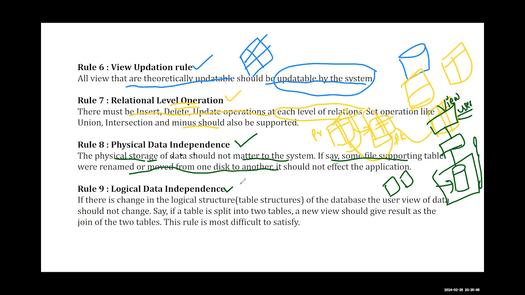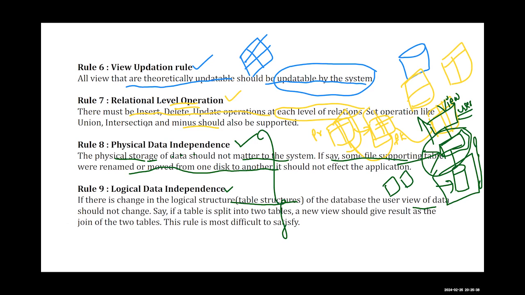Similarly, logical data independence is a change in the logical structure or the table structure of the database. The user view of the data should not change. Okay, what is the logical structure? This is where we define how the table is going to be, what details we are going to store, everything in the middle structure. So any changes I am doing should not affect the user. That is what logical data independence means. Okay, so these are the two, physical and logical data independence, which we have already studied in our previous sessions.